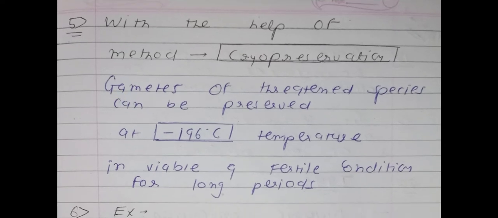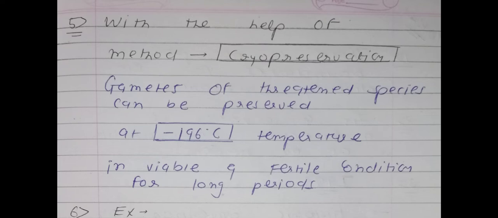So now see page number 2. Point number 5 is very important. With the help of the method cryopreservation. So now we have a new name and this name is cryopreservation. What is the meaning of cryopreservation? In this method, gametes of threatened species can be preserved. What will be preserved? Gametes. You know that the male gametes as well as female gametes.